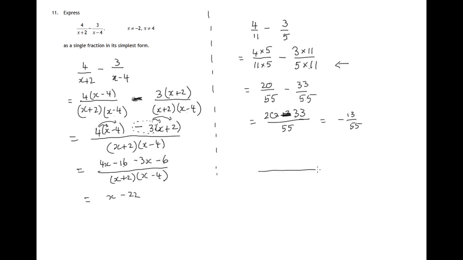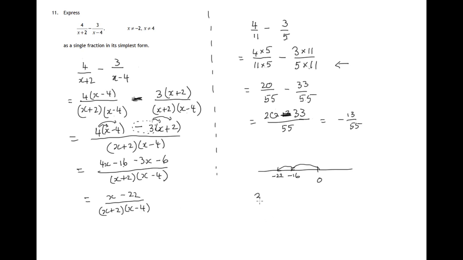If you're not sure of that, think of a number line where you're going to minus 16 and then another minus 6. So we'd get to minus 22. So it's x minus 22 over x plus 2 times x minus 4. Now that's in its simplest form. There is no more cancelling that can go on. We can't cancel any of these factors. x plus 2 is one factor, x minus 4 is another factor.